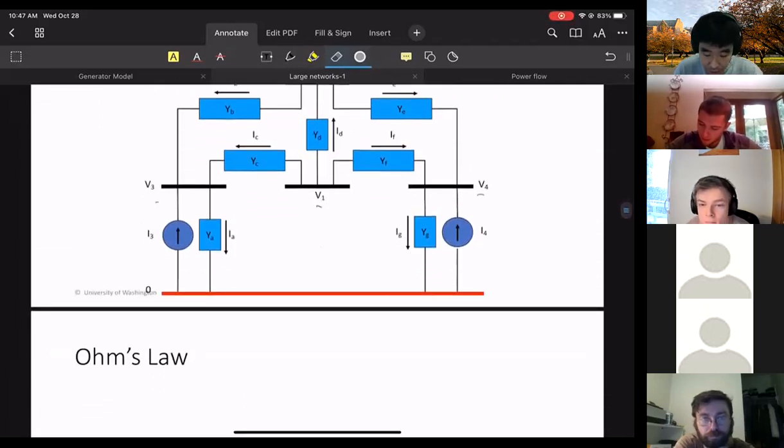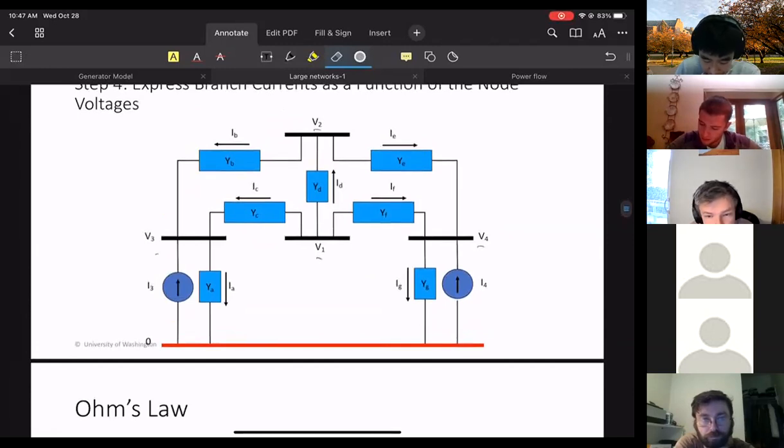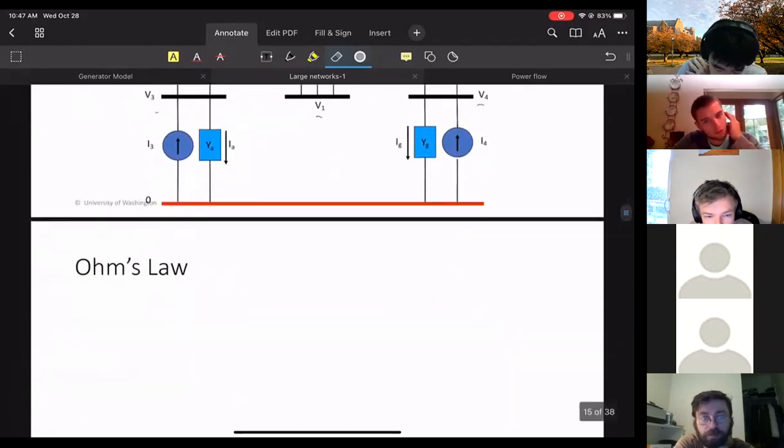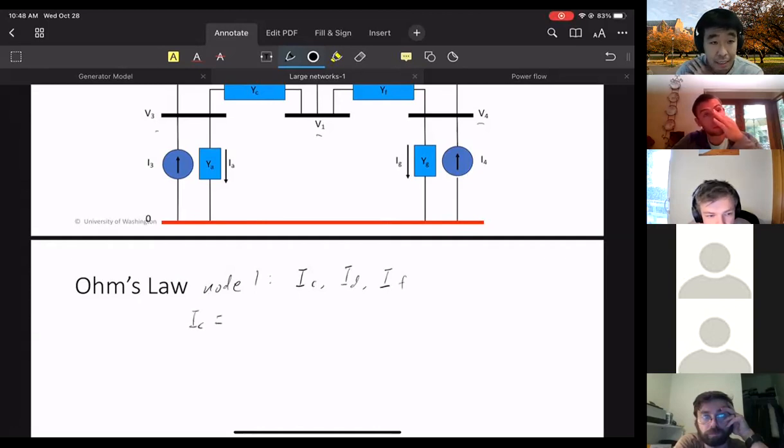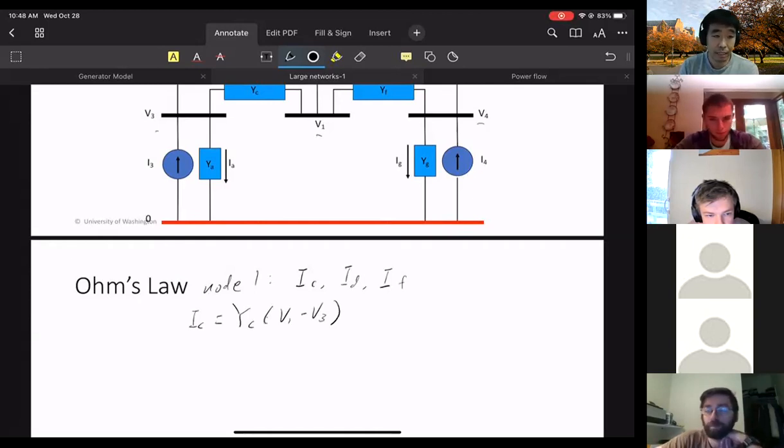So Ohm's law says, let's pick a current to take a look at. Let's look at the elements for node one. Node one has currents IC, ID, and IF. So for IC, we want to write this as voltage. Using admittance, this is YC times (V1 minus V3). This is our equation for the current as a function of voltage.